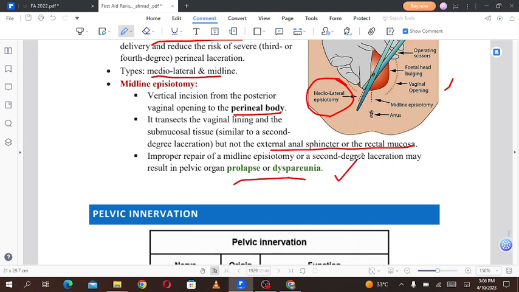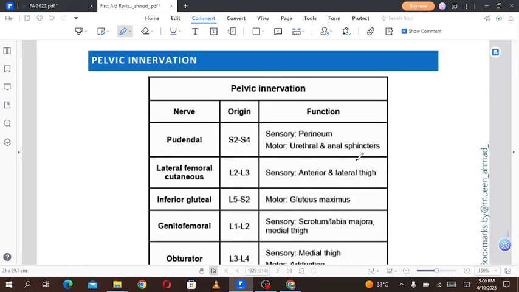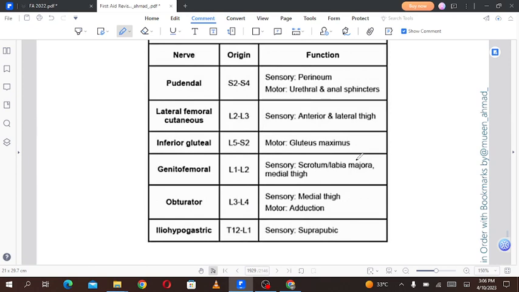Moving forward to the pelvic innervation. The pudendal nerve, S2 to S4 root values. The function is sensory, that is the perineum. So it provides sensory supply to the perineum, and the motor is the urethral and anal sphincter, the pudendal nerve.